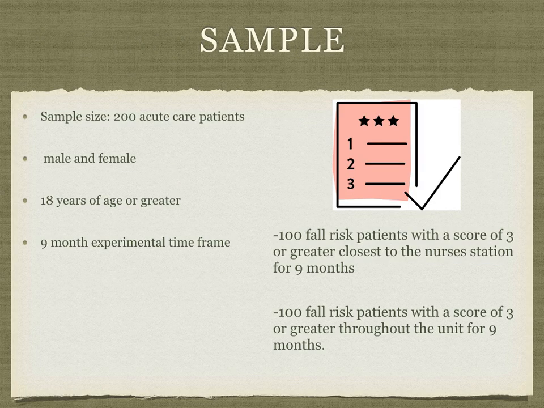Sample. My sample size is 200 acute care patients. This will include 100 fall risk patients with a score of 3 or greater closest to the nurse's station for 9 months, and also 100 fall risk patients with a score of 3 or greater throughout the unit for 9 months. This will include male and female, 18 years of age or older, and a 9-month experimental time frame.